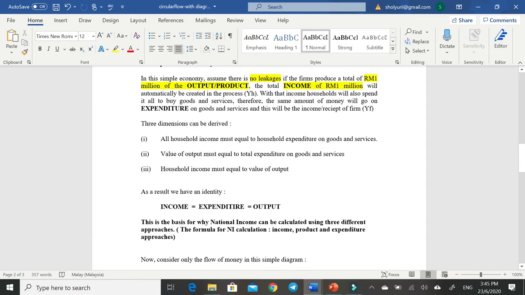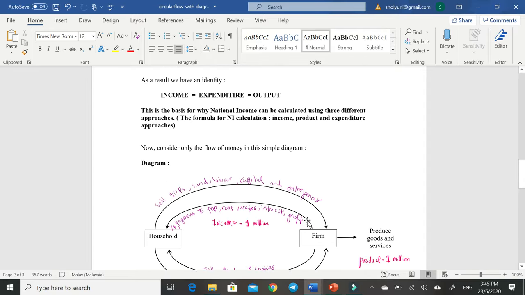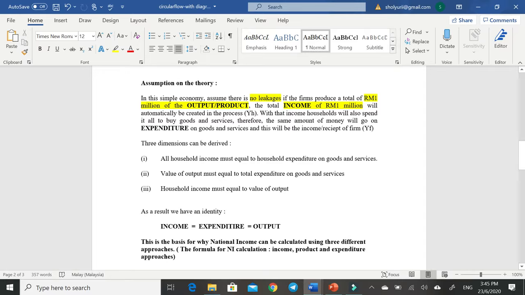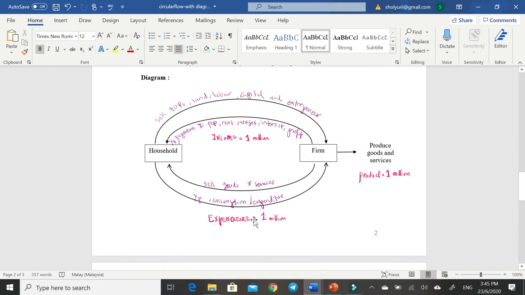Okay, and then it said, with that income yang household dah dapat selepas jual factors of production which is 1 million, household will spend it all. Tak ada simpanan langsung to buy the goods and services. This is household consumption. Therefore, the same amount of money will go as expenditure. So perbelanjaan pun akan jadi 1 million because they buy all.